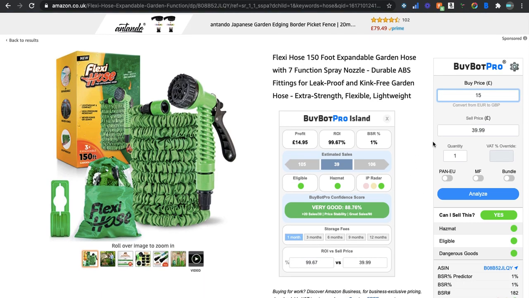This would be £15. You type it in there, and if we could actually source that for £15, this could potentially be a great deal because it's 99.6% ROI, BuyBot Pro tells us, and the profit is £14.95.